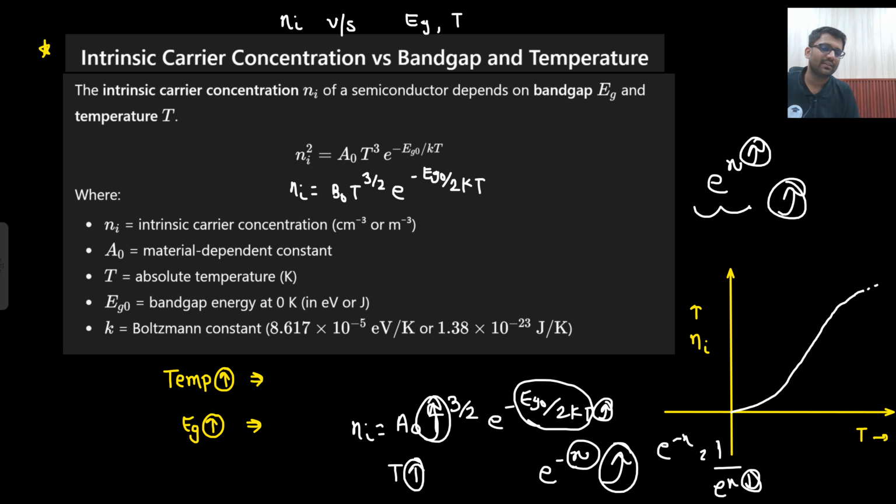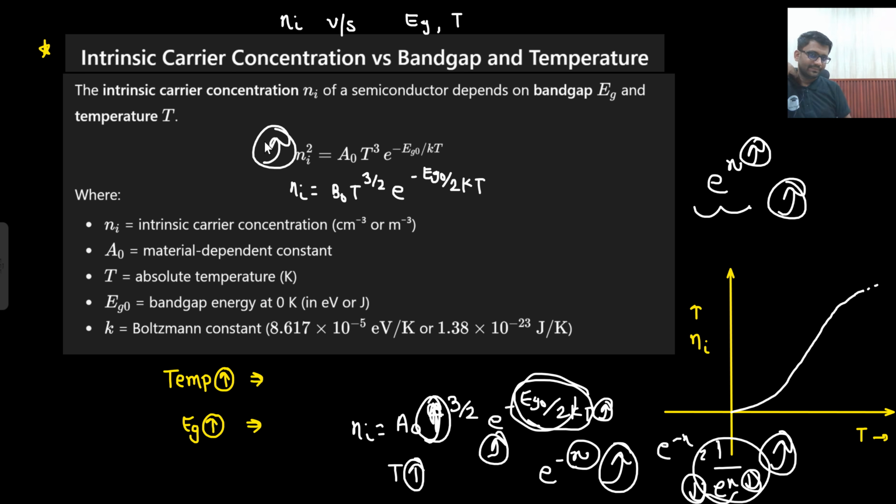X is actually decreasing. Eg naught divided by 2kT. If temperature increases, this whole value decreases. So x is actually decreasing. If x is decreasing, that means this value is decreasing, and this whole value is increasing. So e to the power minus x is actually increasing. So this part is also increasing, this part is also increasing. So the whole part will increase only.